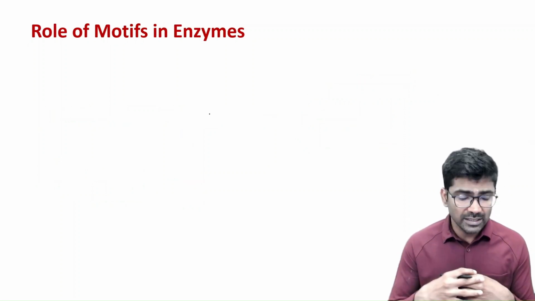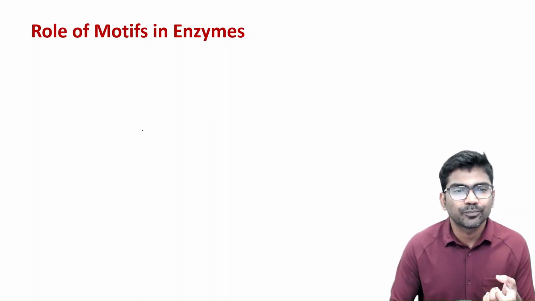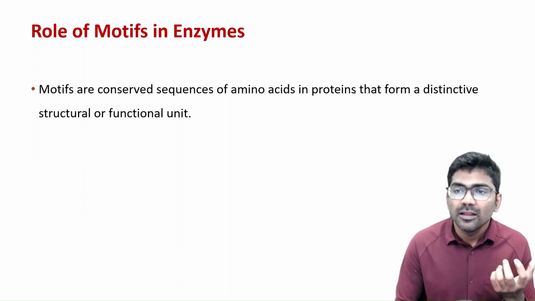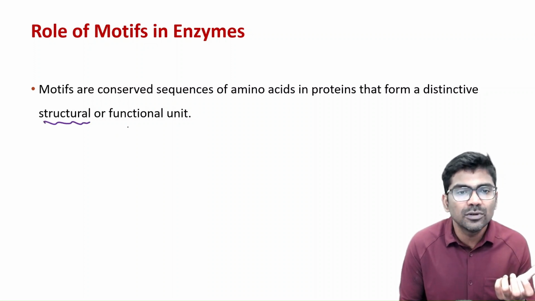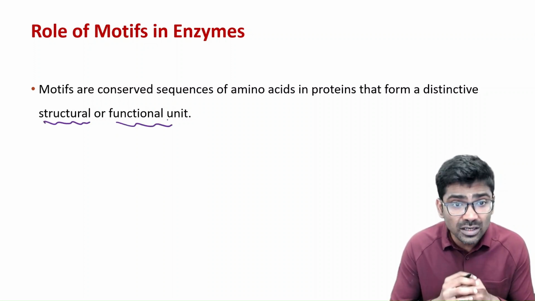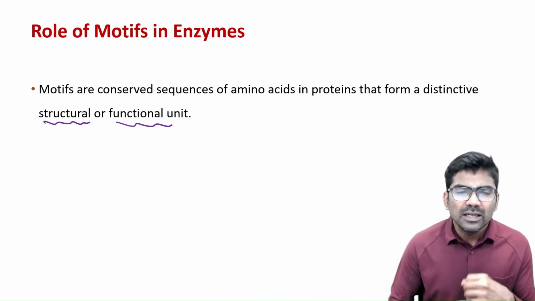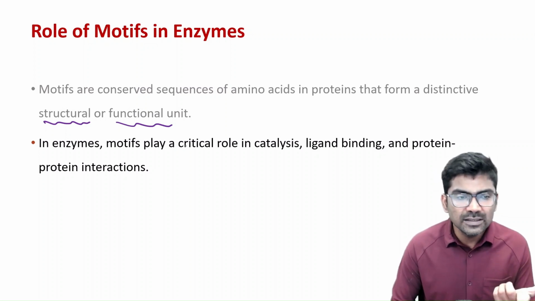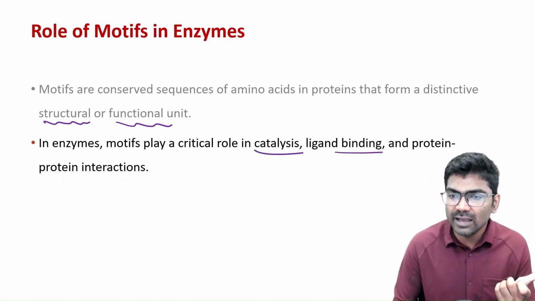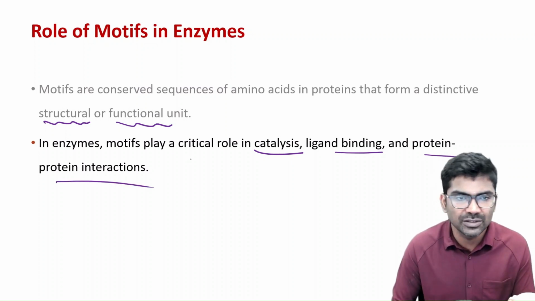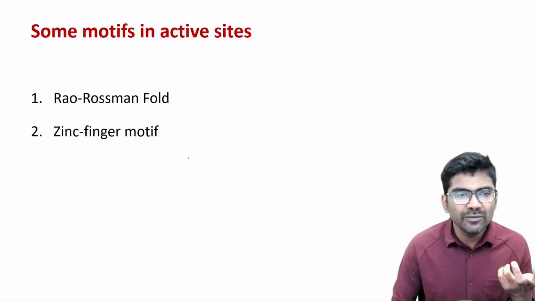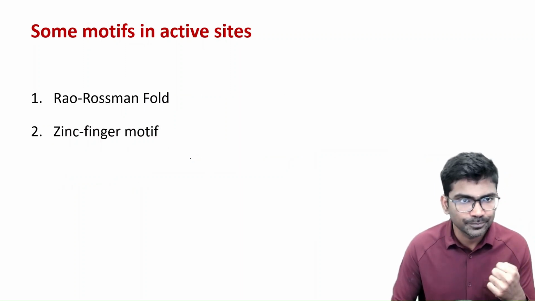Active site may contain certain motifs. First of all, we should know what are motifs. Motifs are conserved sequences of amino acids in proteins that form a distinctive structural or functional unit. Let us discuss few important motifs in enzymes. These motifs may have role in catalysis, ligand binding and protein-protein interactions. We will discuss just two motifs, Rossmann fold and Zinc-finger motif.